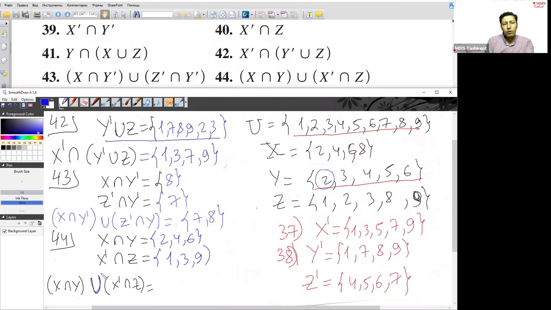Now we have to what? Unite them. You see this union? It's between these two sets. Sorry, the bracket is like this. So you just unite them. So 2, 4, 6, 1, 3, 9. That's the answer for question 44. Do you have any questions? Otherwise, we will start probabilities. Okay, then let's move on to probabilities.